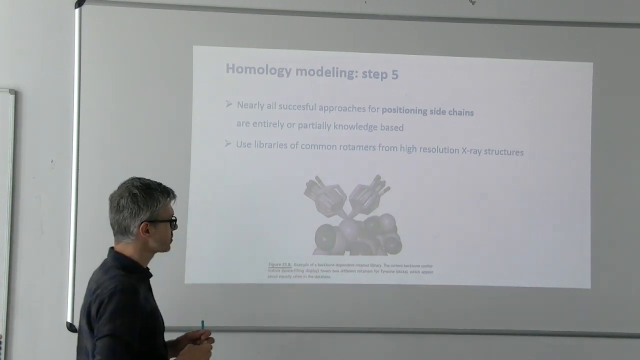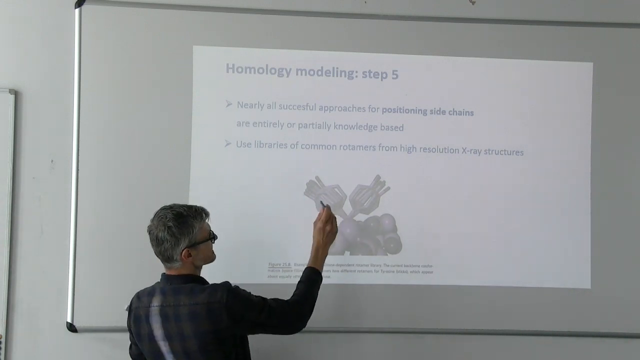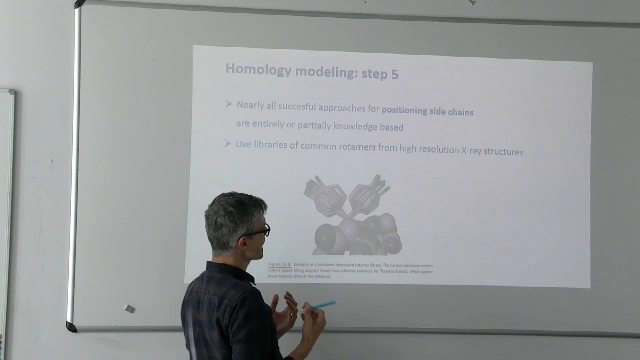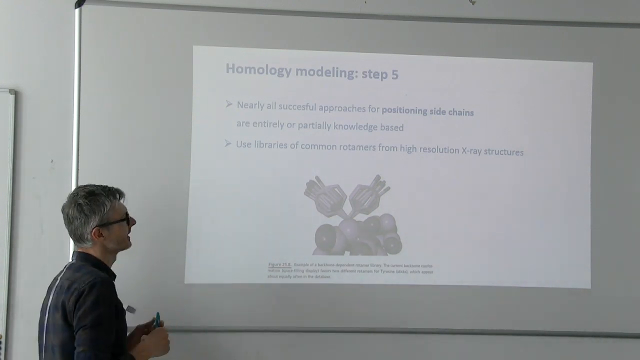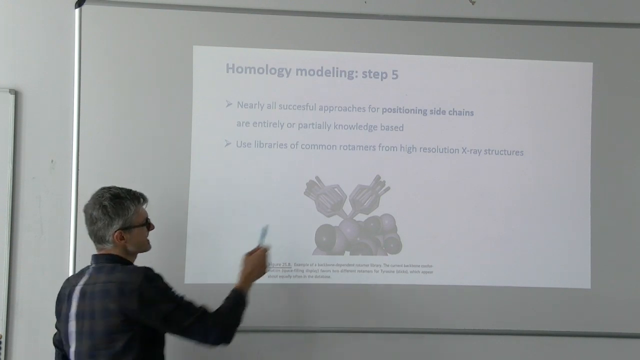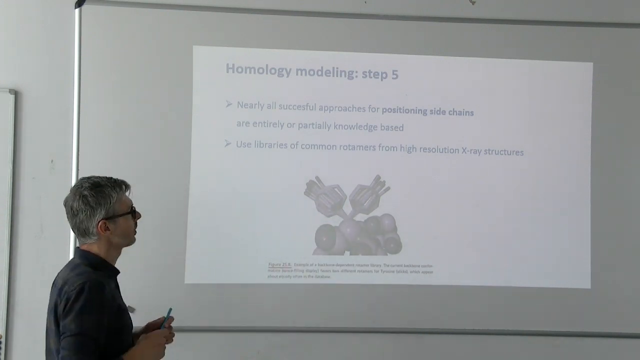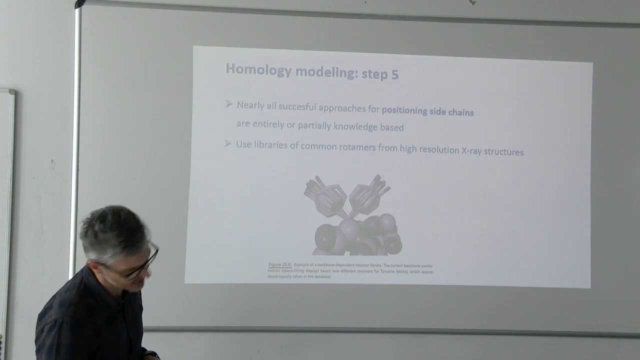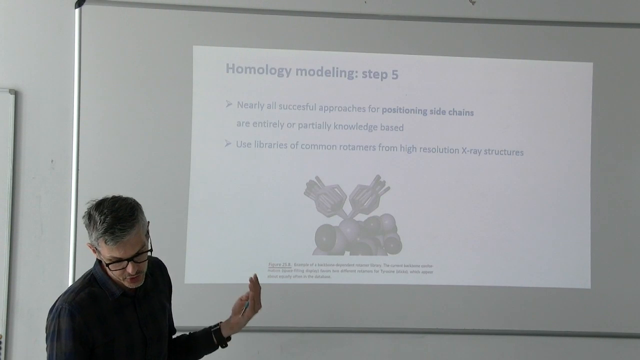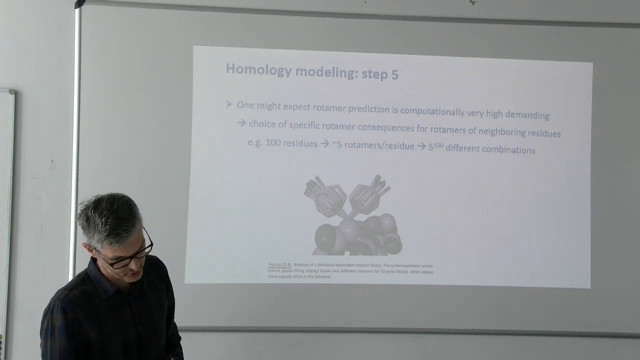And in most cases, what you see, even if you would have, let's say, lots of possible conformations, in most cases you see that there are only a few that are always being present. So in this case 2, but often it might only be 1. And this, of course, if you use such a library of these known rotamers, it will reduce the number of calculations you would have to do.